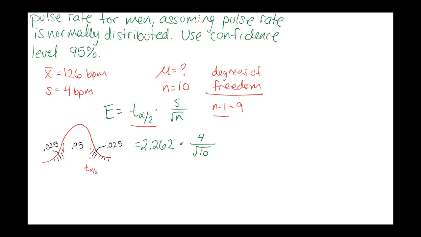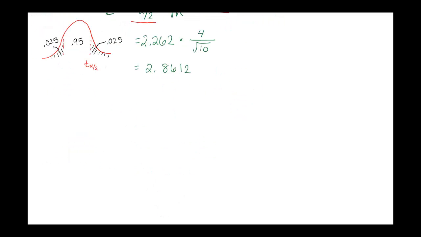or square root of 10. And then we can just enter this into a calculator, and this comes out to 2.8612 approximately. So we've computed our e value. Now we're going to write down the interval. So again, we're estimating the mean of the population.